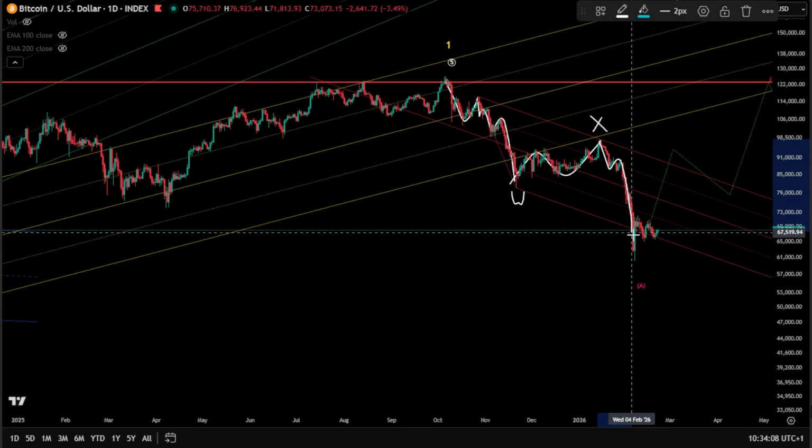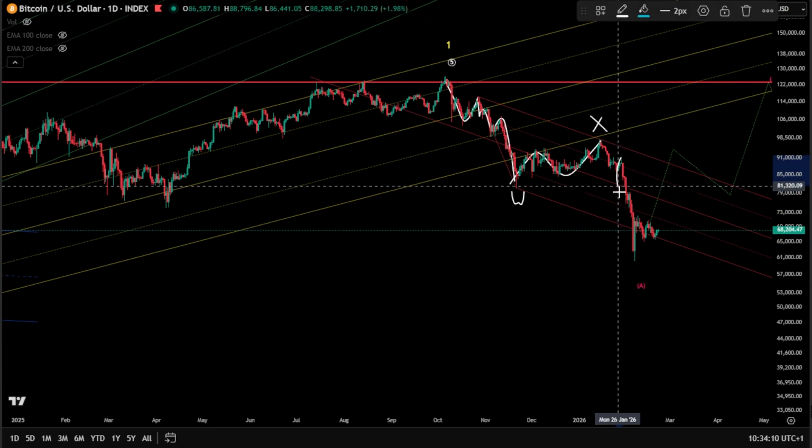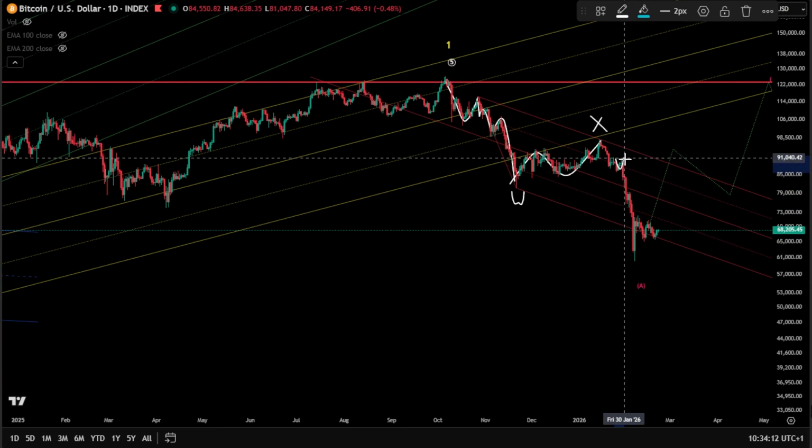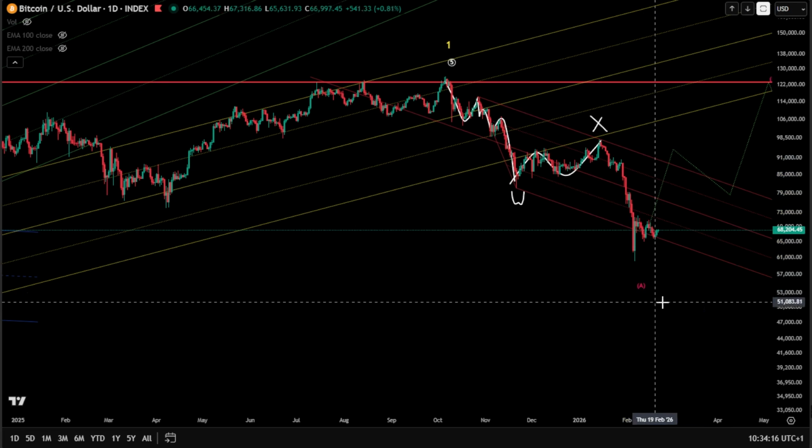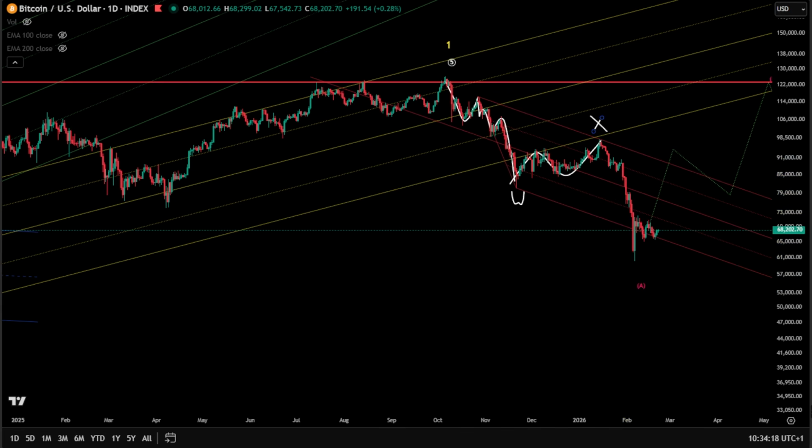So basically, if you have an ABC there, the wave C internally is still unfolding here, potentially as double 1, 2, 3, 4, 5, 4, and a 5. So it can be a deeper wave Y there. We're going to see it within the labeling.